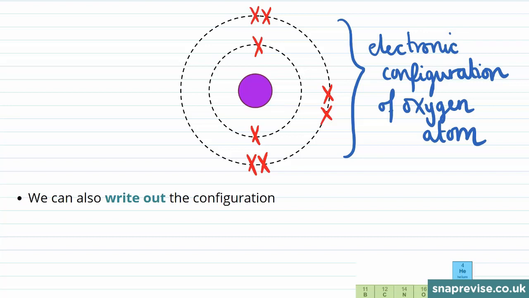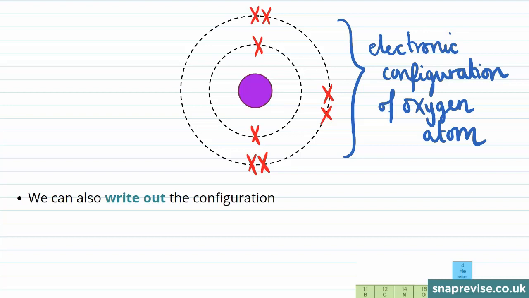After the first shell is full, we fill the second shell and then the third shell, each of which can accommodate 8 electrons. We use these principles in order to draw out the electronic configuration for an oxygen atom, which contains 8 negatively charged electrons in order to balance out 8 positively charged protons within the nucleus.